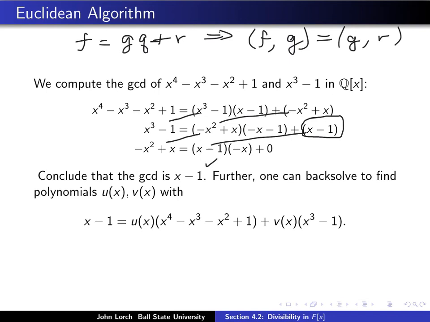Further, you might remember there's more to the Euclidean algorithm. You can actually back solve in this algorithm to find these special polynomials u and v, so that the GCD x minus 1 is u times one of the original polynomials plus v times the other original polynomial. I've not done that calculation here, but you might try it and see if you can compute u and v for yourself.